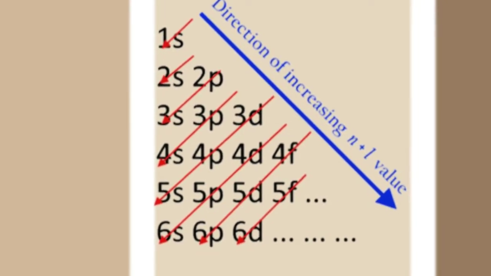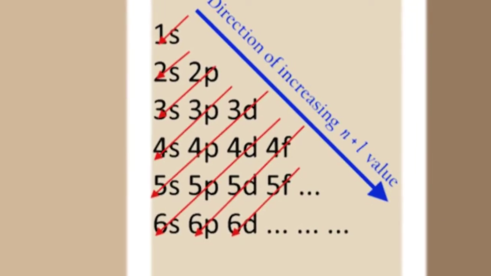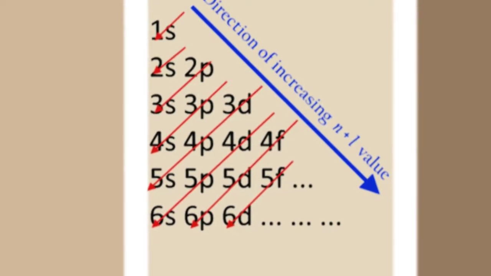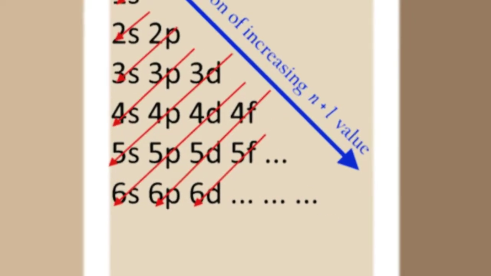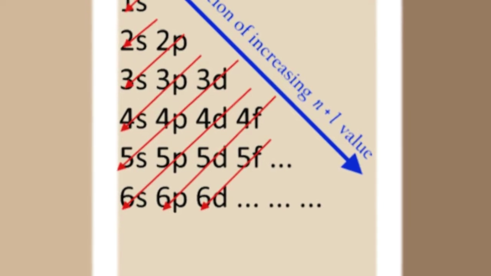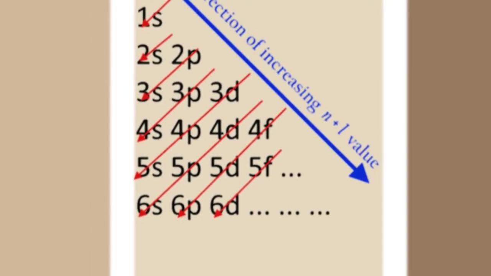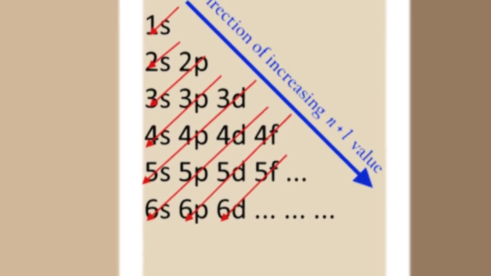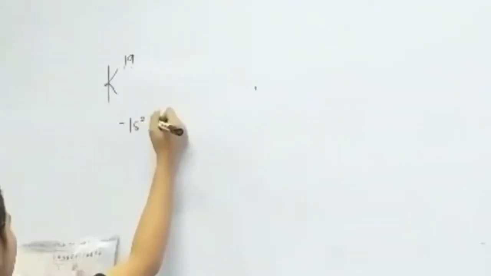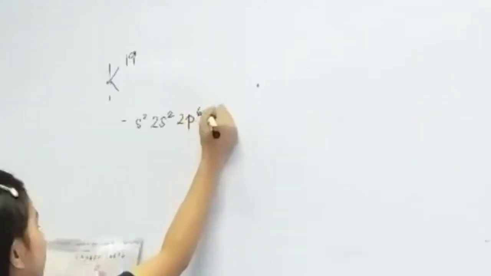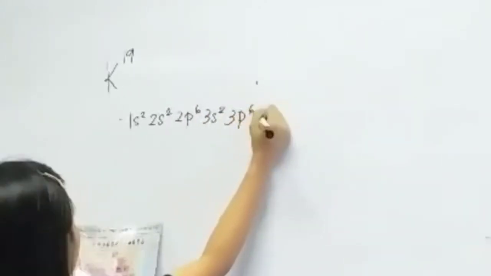That means, in the ground state of an atom, an electron enters the orbital with the lowest energy first, and subsequent electrons are fed in the order of increasing energy. For example, the 1s2 shell should be filled before proceeding to the 2s subshell. 1s2, 2s2, 2p6, 3s2, 3p6, 4s1.